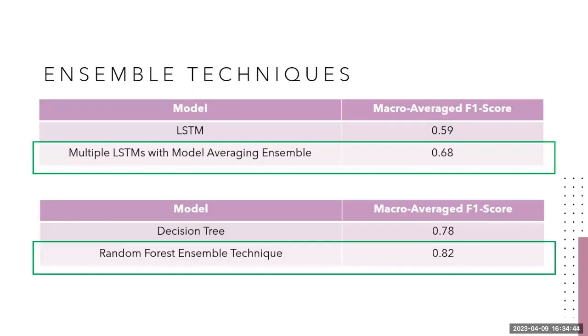The last innovation is ensemble techniques. Overall, using ensemble techniques helps to improve the F1 score. For LSTM, the F1 score improved from 0.59 to 0.68. For the decision tree, the score improved from 0.78 to 0.82.